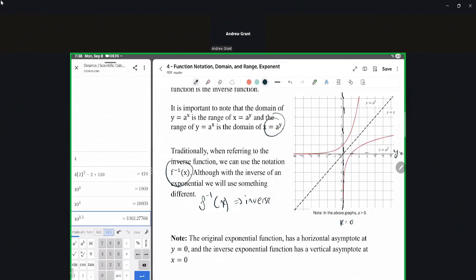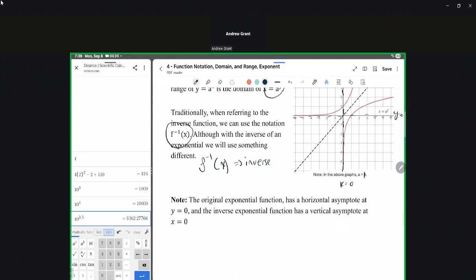Okay, and notice this is valid for this kind of graph. It will look like this as long as a is greater than 1. There we go.